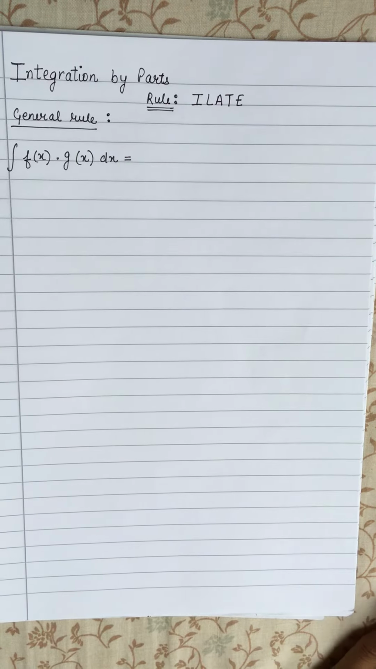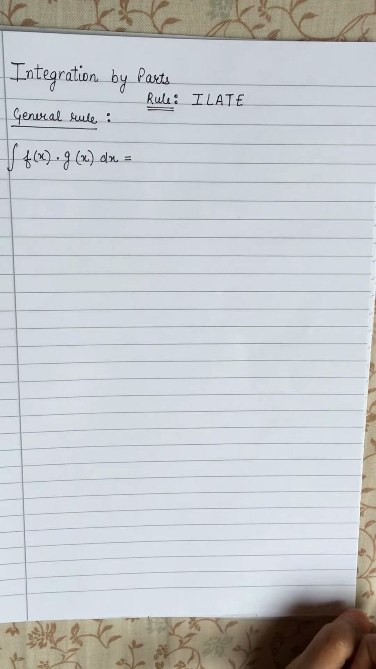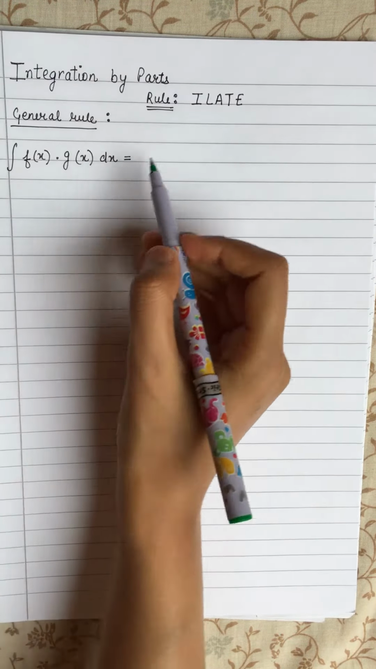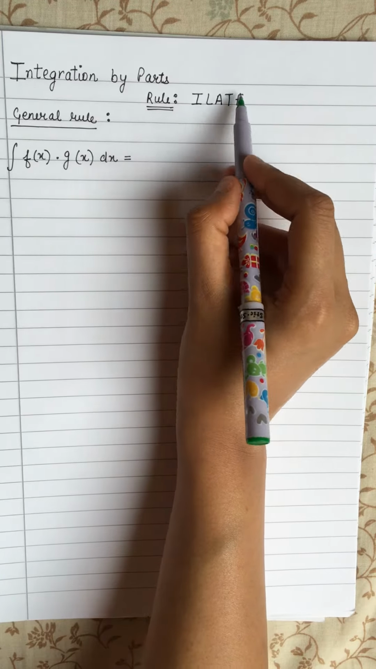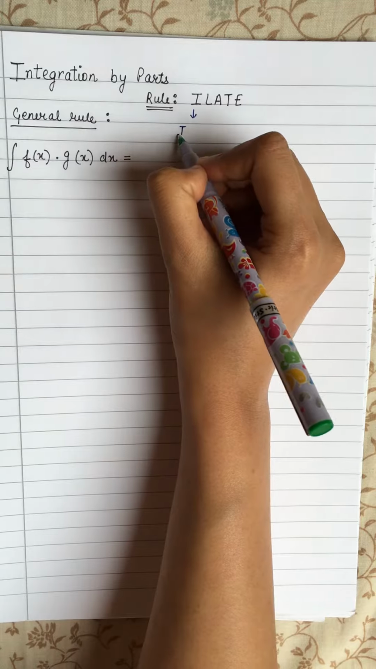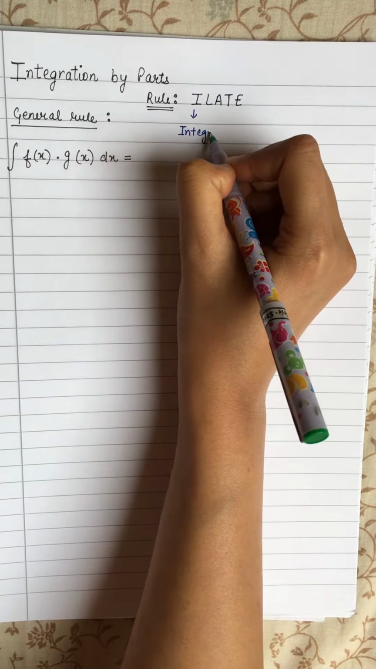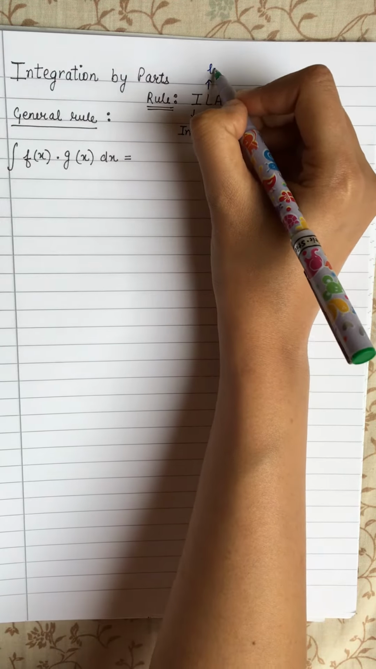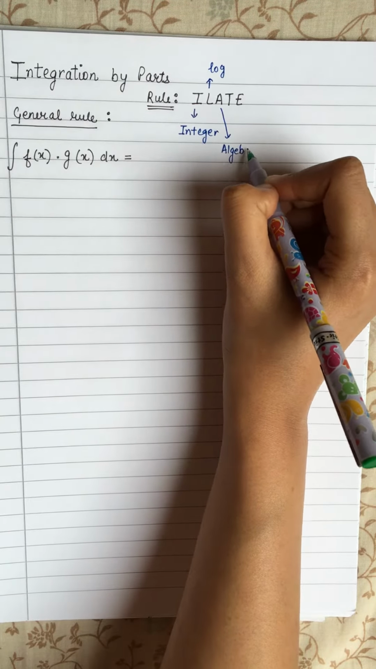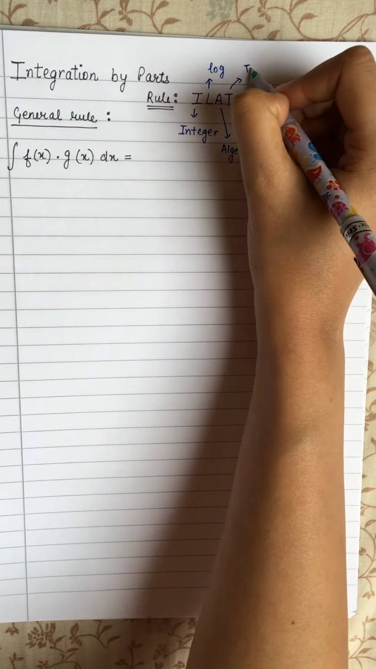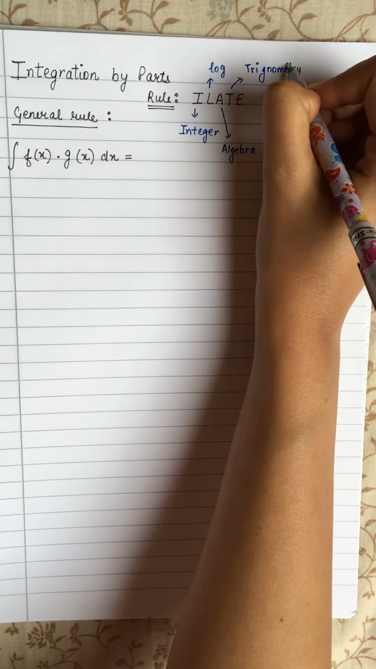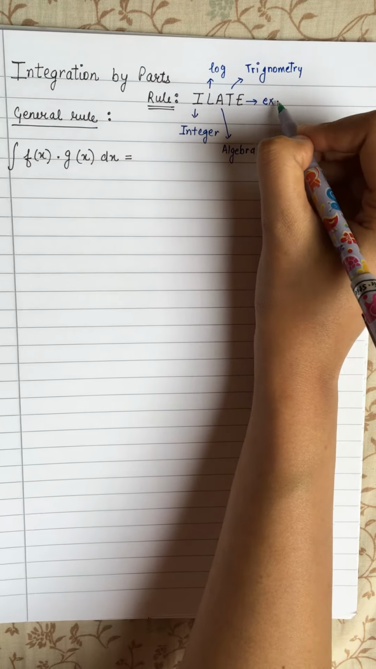In this video, we will learn about how to do integration by parts. For this, we have one general rule, which I'll explain later. For this, we also use a small rule called ILATE. I stands for inverse, L stands for log, A stands for algebra, T stands for trigonometry function, E stands for exponential.